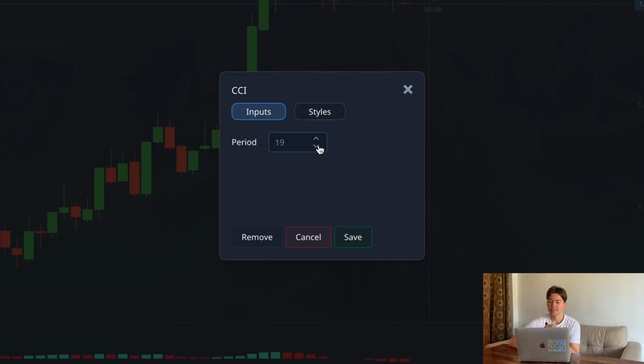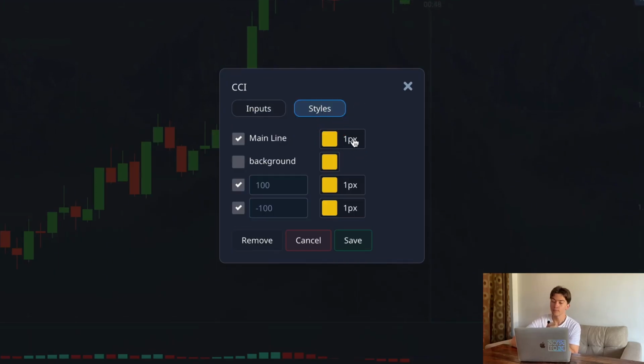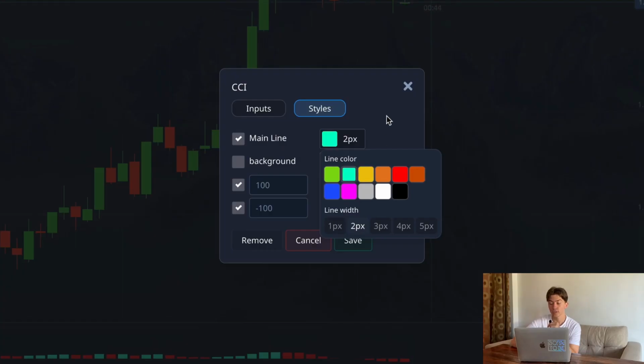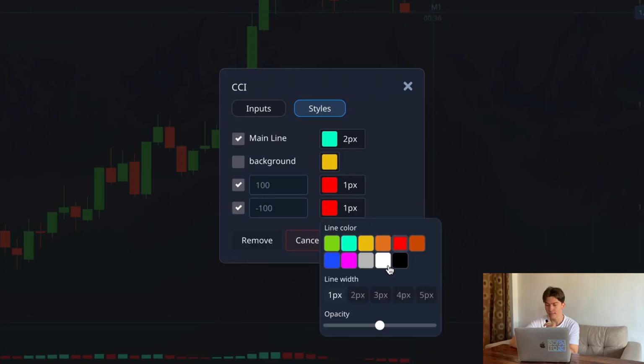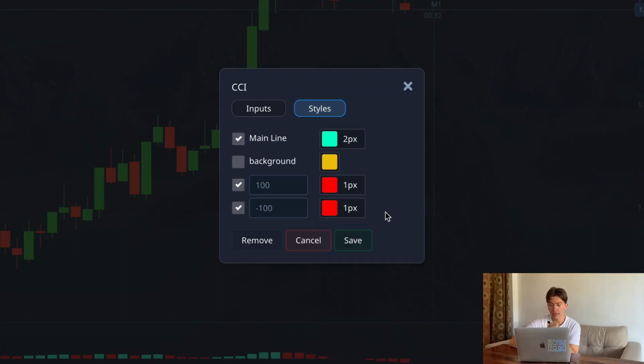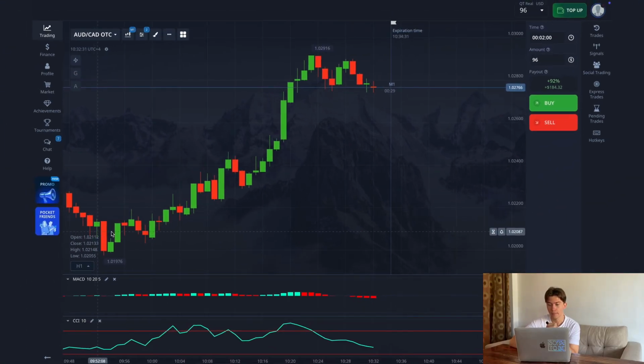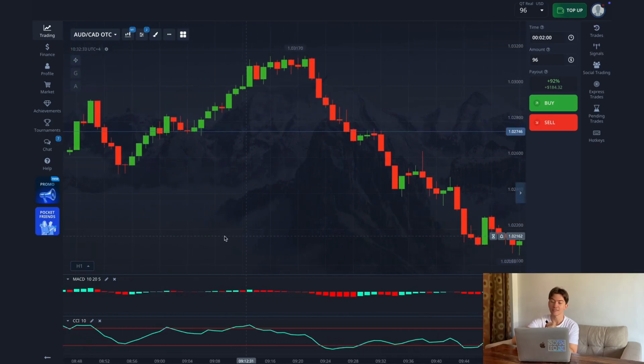Now CCI, set the period to 10, then go to style, turn off the background, mainline turquoise with the 2, set the +100 and -100 lines to red, opacity pushed up, and then click save. Indicators are ready to go.